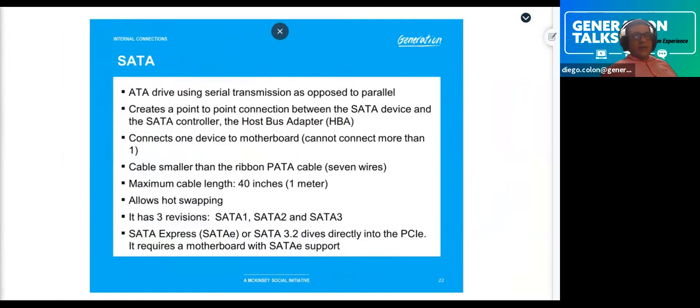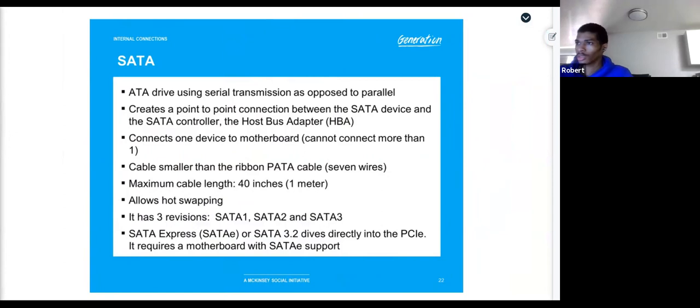Your SATA connectors here. Robert, help me out. The ATA drives using serial transmission as opposed to parallel creates a point-to-point connection between the SATA device and the SATA controller. The host bus adapter, HBA, connects one device to the motherboard, or more than one. The cable is smaller than the PATA ribbon cable, with 7 wires and a maximum cable length of 40 inches or 1 meter. It allows hot swapping. It has 3 revisions, SATA 1, SATA 2, and SATA 3. SATA Express, or SATA 3.2, drives directly into the PCIe. It requires a motherboard with SATA Express support.